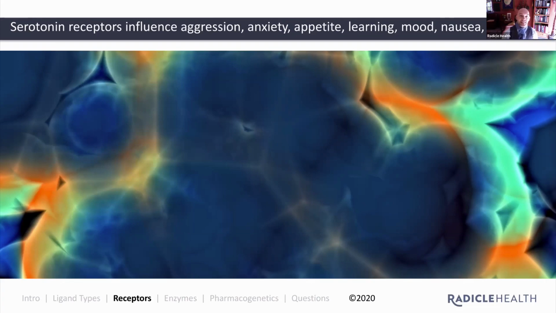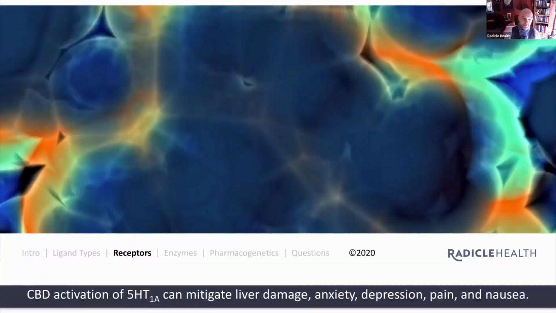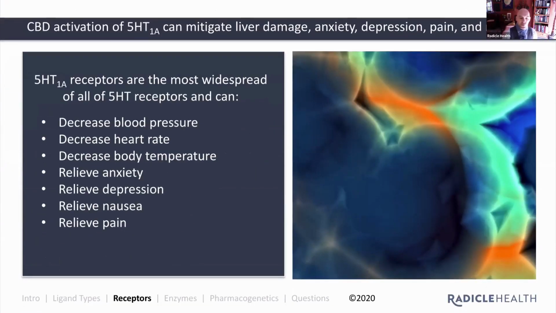There are 7 distinct families of 5-HT receptors, and most of those families have multiple subfamilies. We're just going to talk about 2 today. The first one is 5-HT1A. These receptors are one of the 5 subtypes of 5-HT1 family receptors. They're the most widespread of all serotonin receptors. These are located in high densities in the central nervous system. 5-HT1A receptor activation can decrease blood pressure, heart rate, and body temperature.